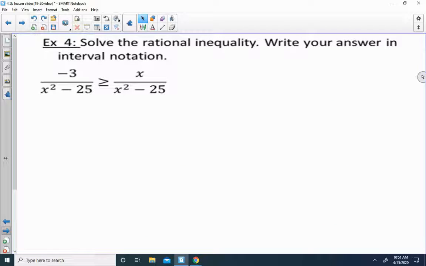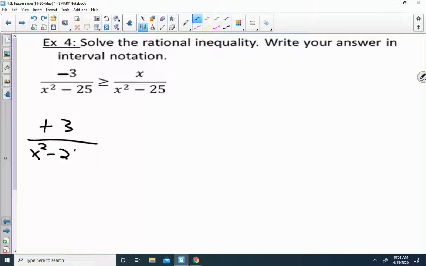Okay. So again, I have 2 rational expressions. I just need one. And what am I going to do? What I'm going to do is I'm going to move this fraction over, just so the x is in front. And in this case, I have a negative 3, which stands out as a minus. So the opposite operation would be to add it, or to do plus 3 to both sides. So plus 3 over x squared minus 25 to the left and to the right.